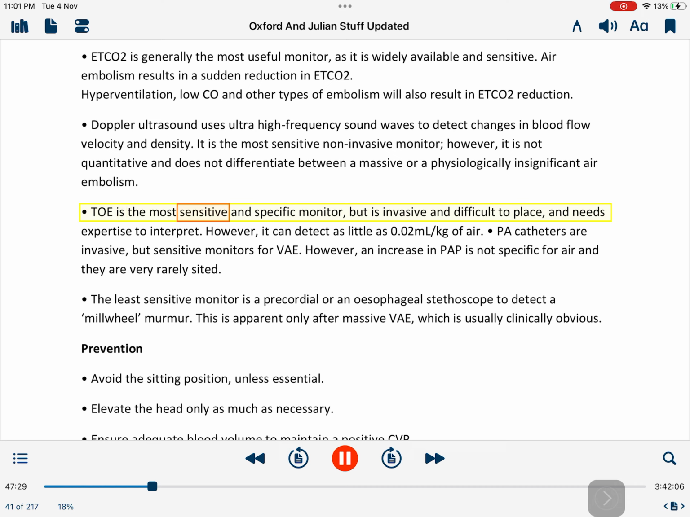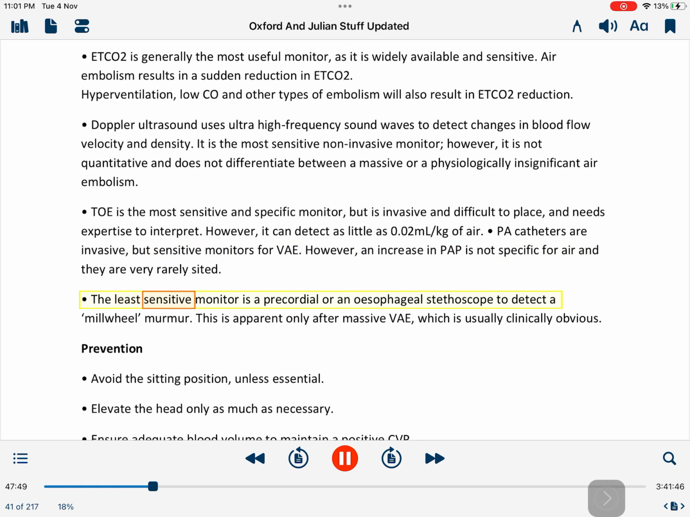TOE is the most sensitive and specific monitor, but is invasive and difficult to place, and needs expertise to interpret. However, it can detect as little as 0.02 ml/kg of air. PA catheters are invasive, but sensitive monitors for VAE. However, an increase in PAP is not specific for air and they are very rarely used.